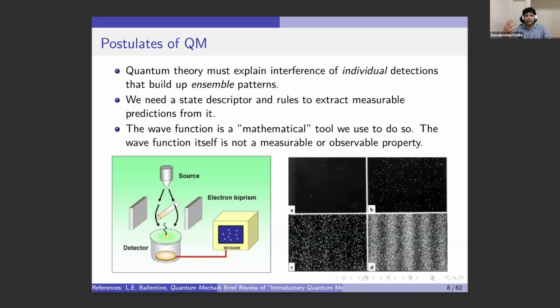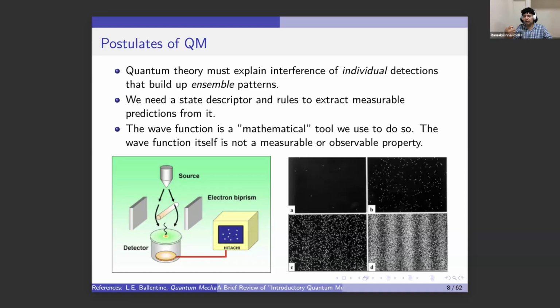So we need some sort of a state descriptor and some sort of rules that we can use to extract measurable predictions. Because when I make a theory, right, I could make up a theory like there is an invisible man next to me, but there is no way to prove it or disprove it, right? So it's not really a theory. So I need some rules that can extract measurable predictions from it.